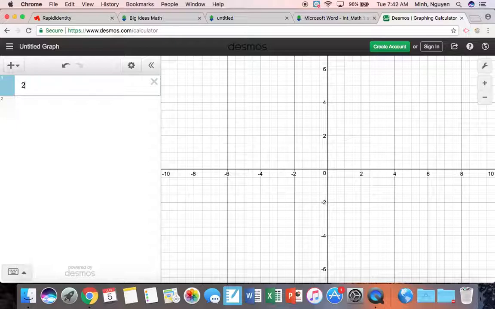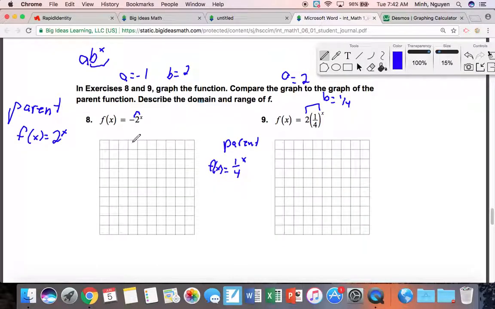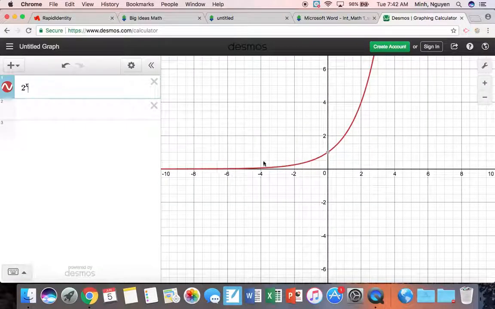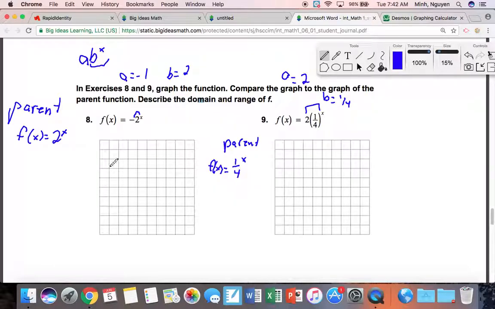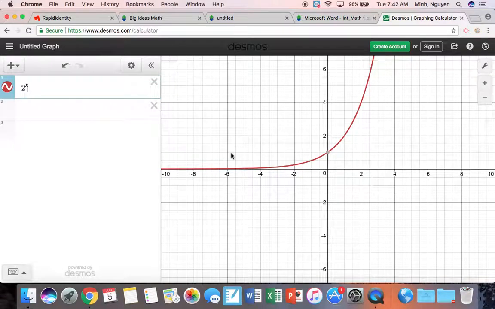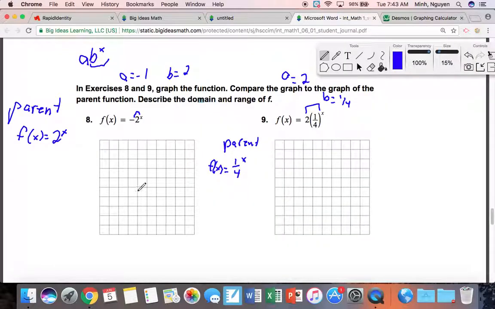So I'm going to graph two things. 2 to the x. Oh, okay, it will show for me. 2 to the x, and so here, a is 1. So we have 0, 1, and then it just goes up, just like it does in the core concept picture. A is equal to 1, and b is greater than 1, so it's going up.